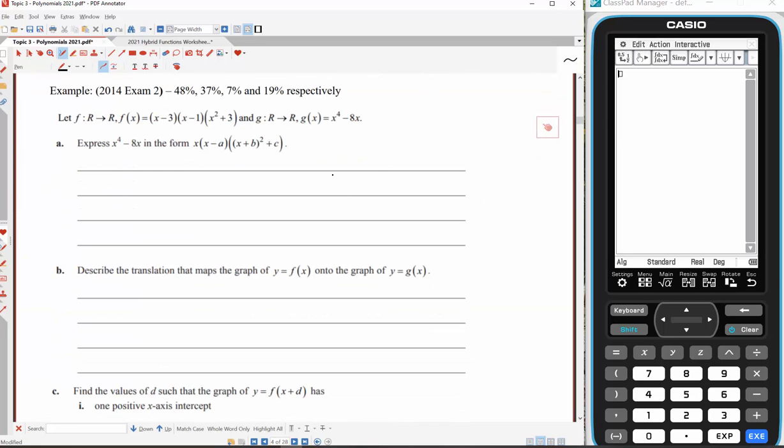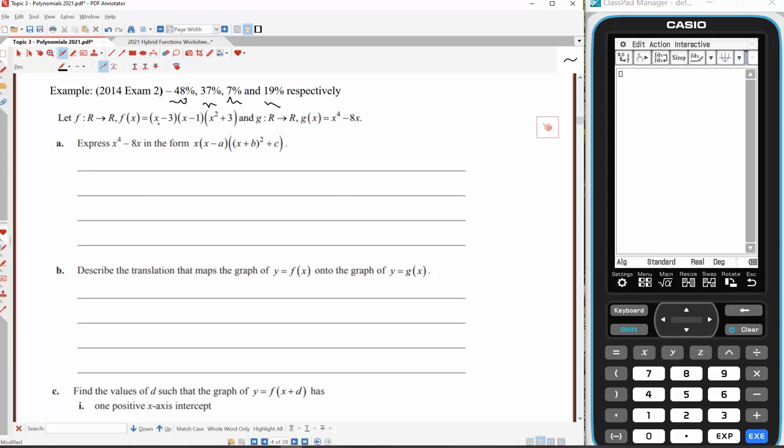Alright, so this was on the 2014 exam, and roughly 1 in 2 students got A right, a bit less for B, 7% for C. That's really low statewide, and 19% got D. Right, let's try them out.